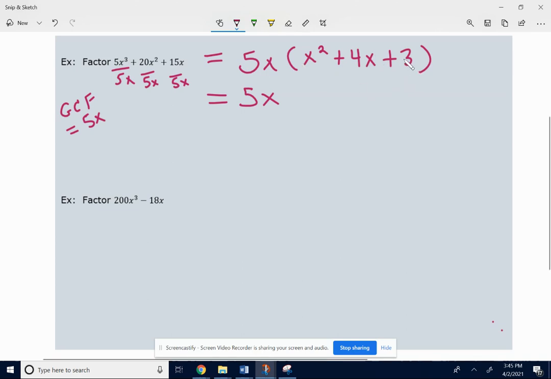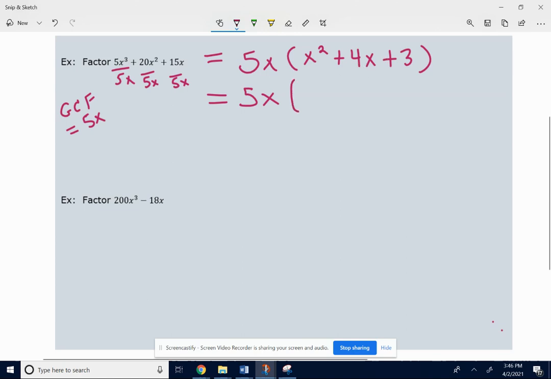A lot of times you can do these in your head. If I can figure out two numbers that multiply together to give me 3 and add together to give me 4, I've got it. The only two numbers there really are, if they're integers, are 3 and 1. Positive 3 times positive 1 is 3, and 3 plus 1 also gives me 4.